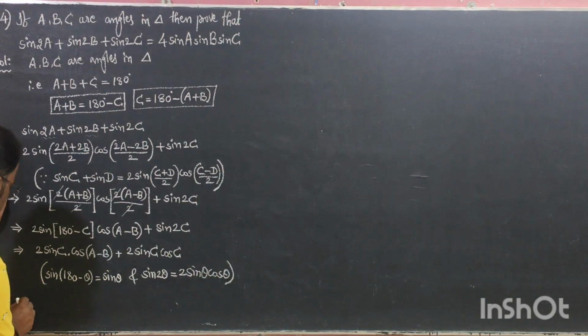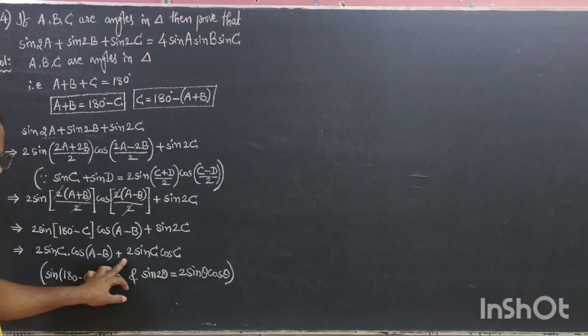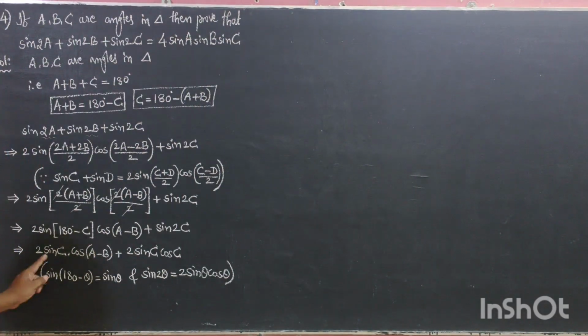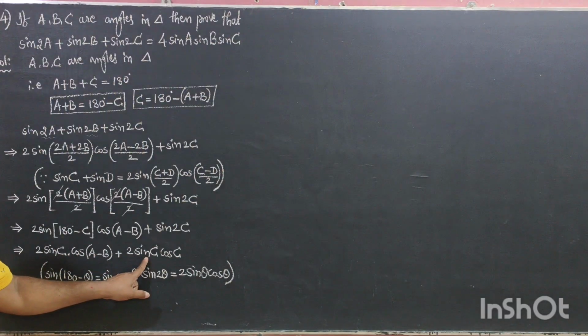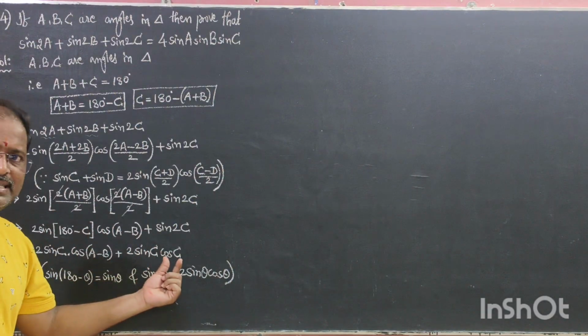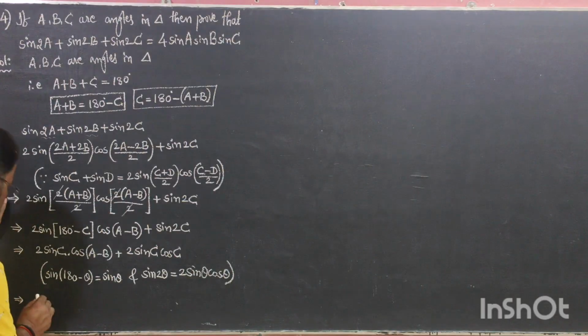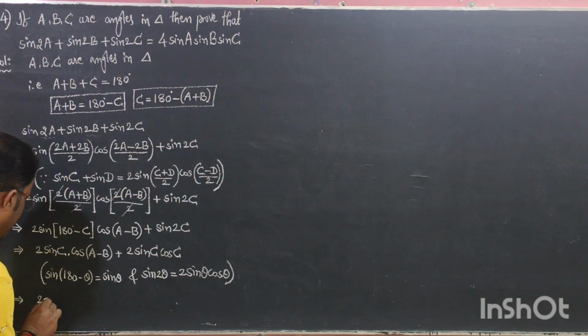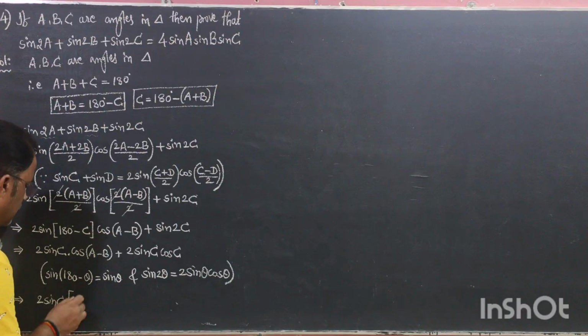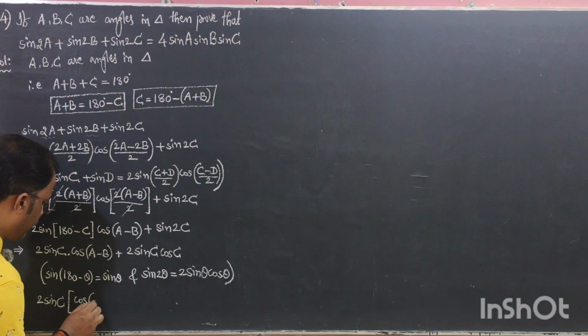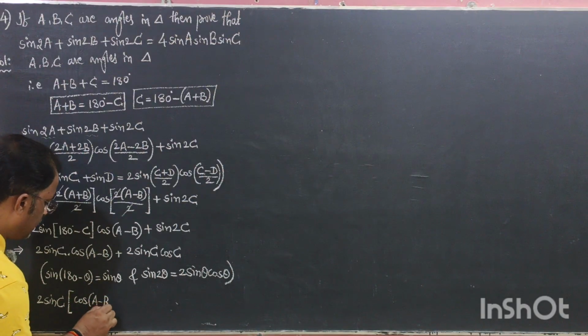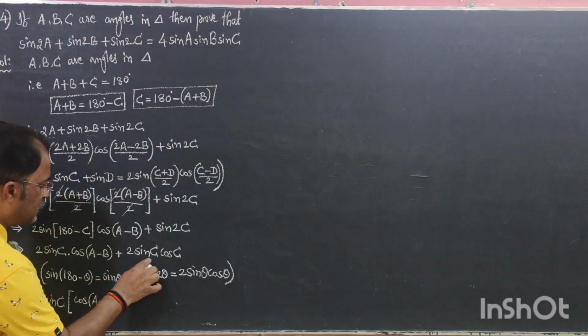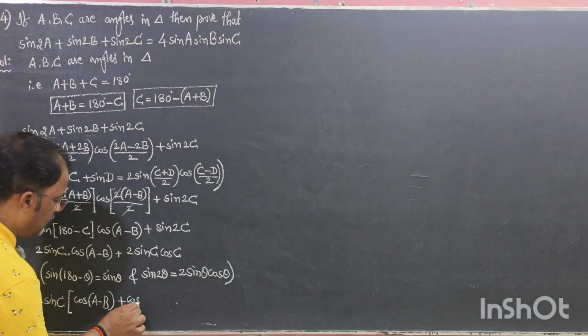Right. Okay. Next, from the first term and the second term, both terms have 2 as a common factor, and also sin C is common. That means 2 sin C is common from both the terms. So 2 sin C is the common factor; write the remaining terms. After taking 2 sin C common, in the first term the remainder is cos of A minus B, and plus, from the second term, the remainder is cos C.